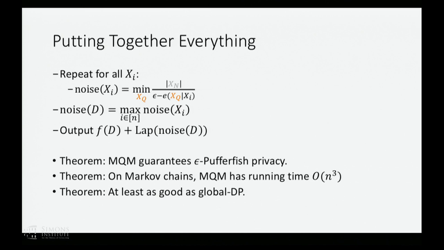So we also want to compare this with the result we can get from global differential privacy, and we can easily show that this is at least as good as global differential privacy because one trivial Markov quote is the empty set. In this case, the neighbor node contains all the nodes in our Markov chain, and we're going to add noise exactly the same as what we do for global differential privacy. But in practice, usually the noise we add is not going to scale with the length of the chain. So when the chain grows, the advantage of our algorithm is more significant compared to global differential privacy.